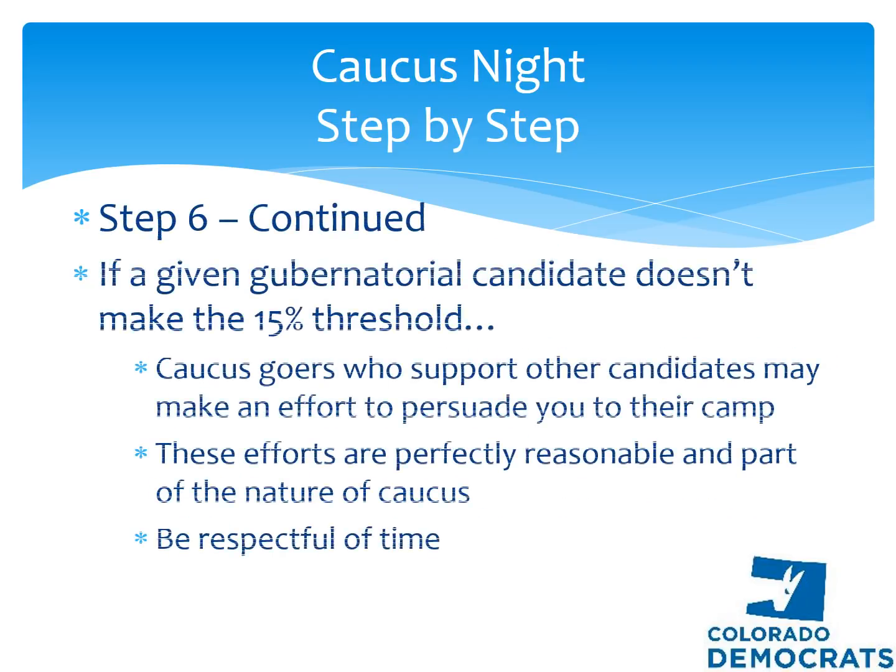Continuing with step 6, if a given candidate does not make that 15% viability threshold, caucus goers who support other candidates may make an effort to persuade you to their camp. These efforts are perfectly reasonable and part of the nature of the neighborhood caucus. Please be respectful of each other's time in trying to persuade others to join your camp.